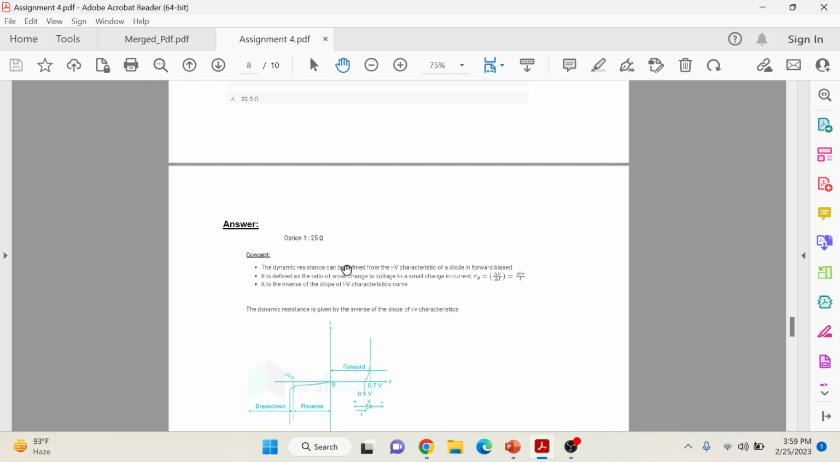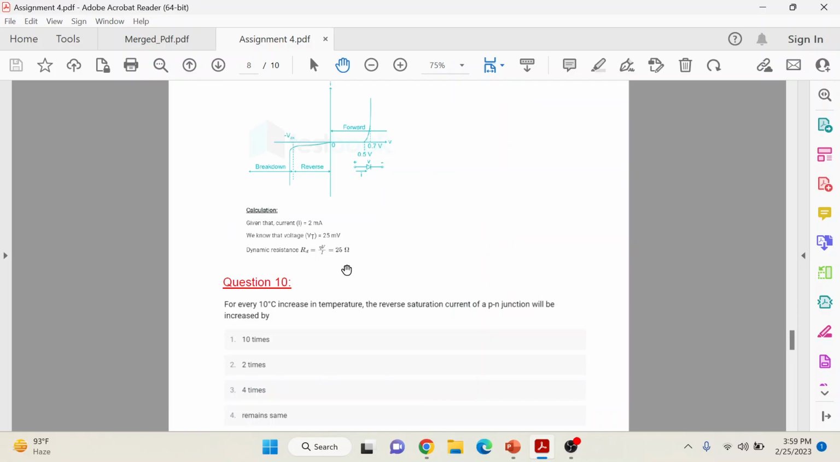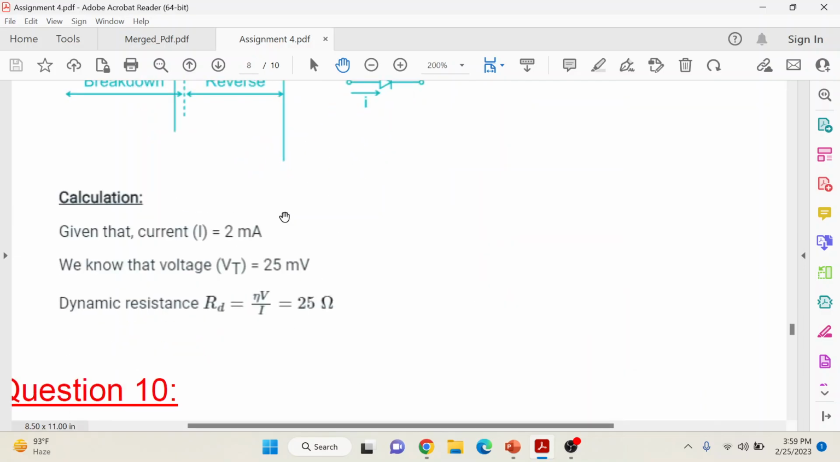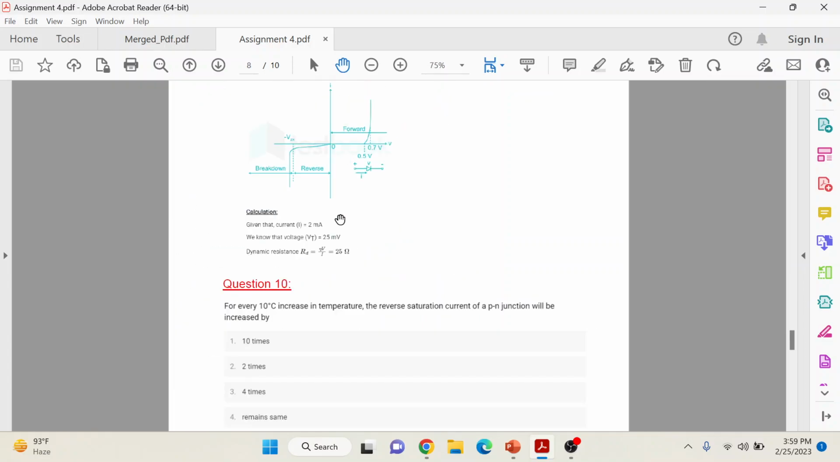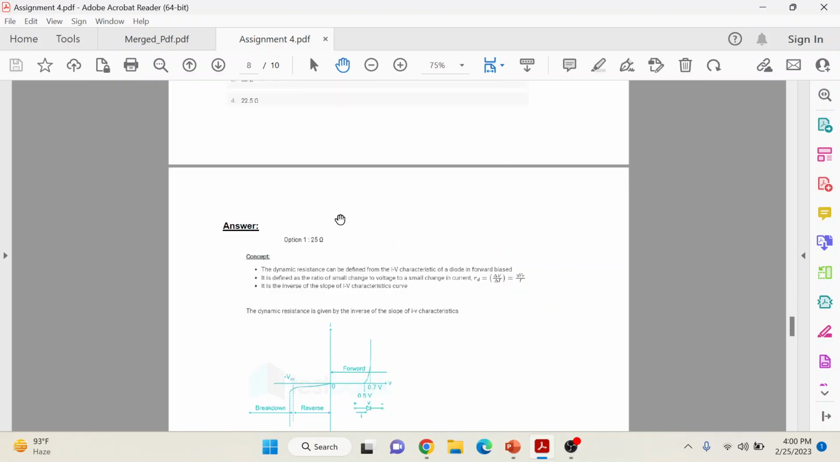Okay, sir, just zoom it, sir. Yes. Okay, sir. Okay, so let me show you the solution.